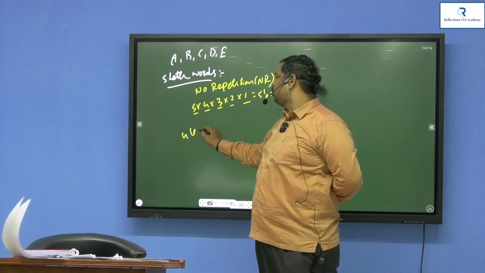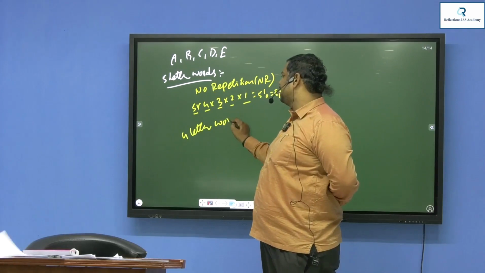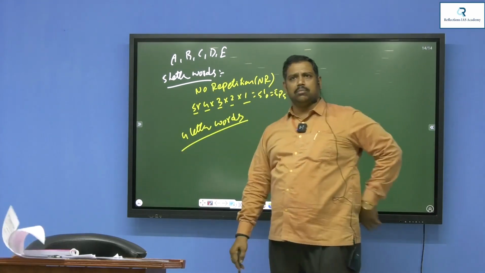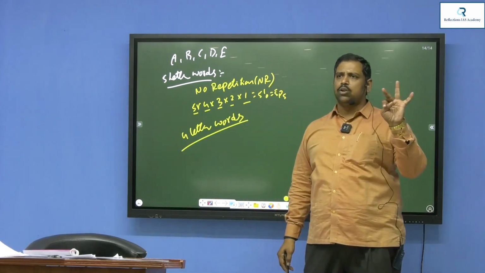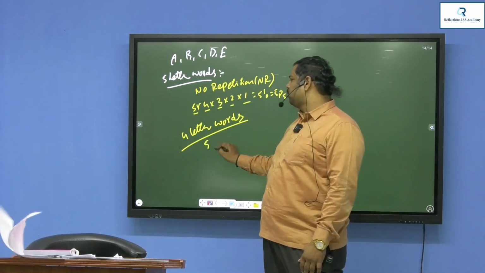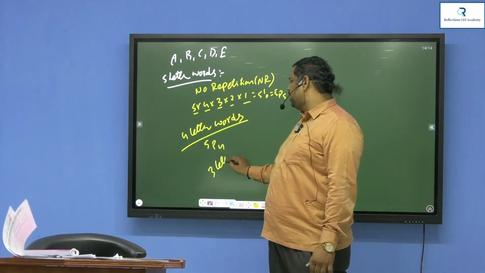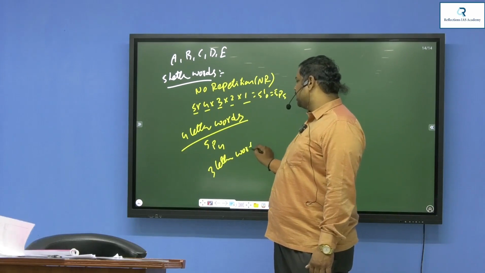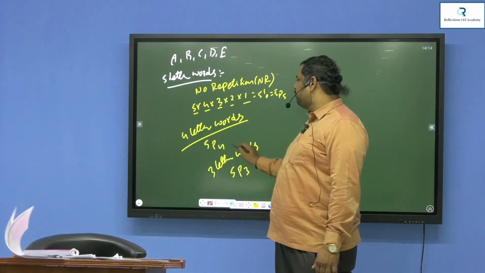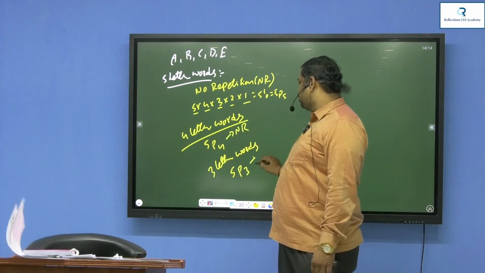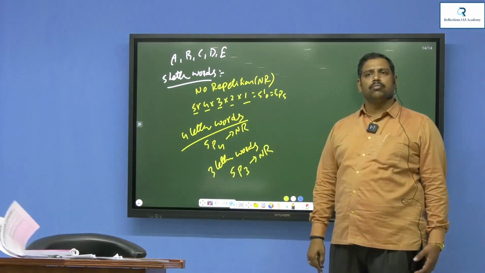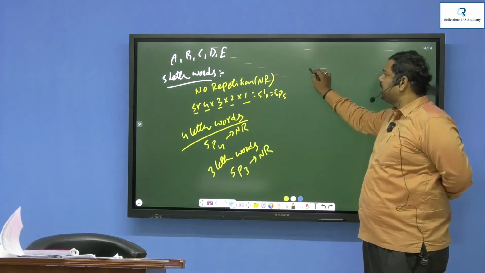Suppose if he is asking about 4-letter words, what I can say here directly? 5 into 4 into 3 into 2. Or else I can say that 5P4. 3-letter words. Tell me here. Said loudly. 5P3. If no repetition. Okay. Sir, suppose if repetition is allowed.